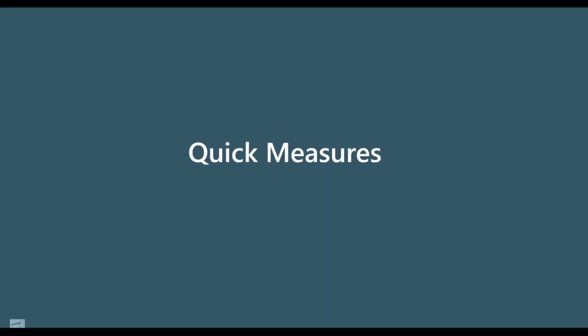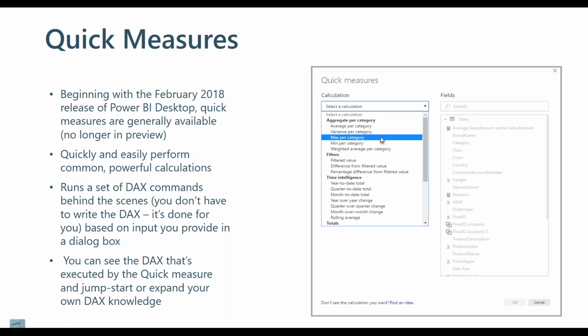And quick measures. If you guys aren't familiar with these, this is actually now generally available, so it's no longer in preview mode. That happened in February 2018. What quick measures allow us to do is to quickly and easily perform a lot of calculations on our metrics. So a lot of time intelligence calculations like year to date, quarter to date. I use this sometimes when I do percent differences, just because I don't feel like entering in some DAX code. So percent differences, you can do things like that, or aggregations like summarizations and averages, or you can even do basic arithmetic or concatenation of strings.